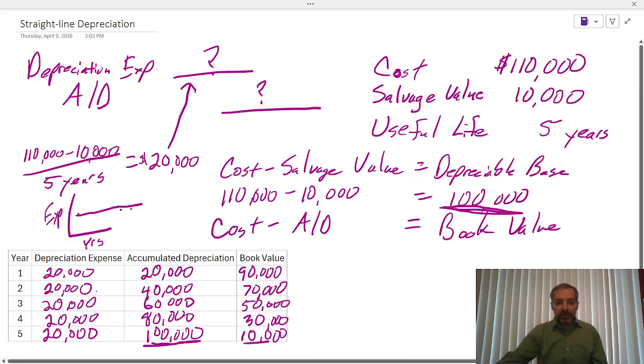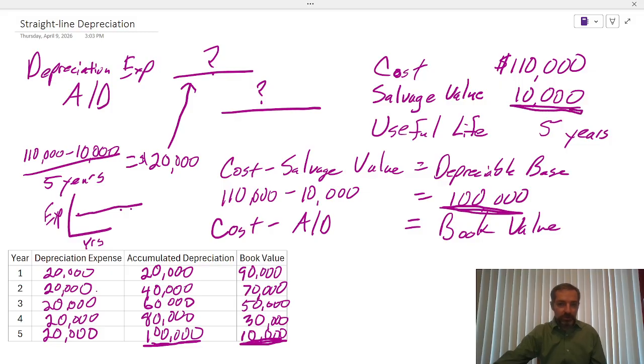The other thing I want to point out is the ending book value. Right here, the $10,000 should equal the salvage value because supposedly that is what the asset is now worth. We said it should be worth $10,000 to us. So at the very end, when we're done depreciating it, it should show that it is worth $10,000. So indeed, after filling out this table, we can do our couple of checks. Accumulated depreciation equals the depreciable base. Ending book value is equal to the salvage value.